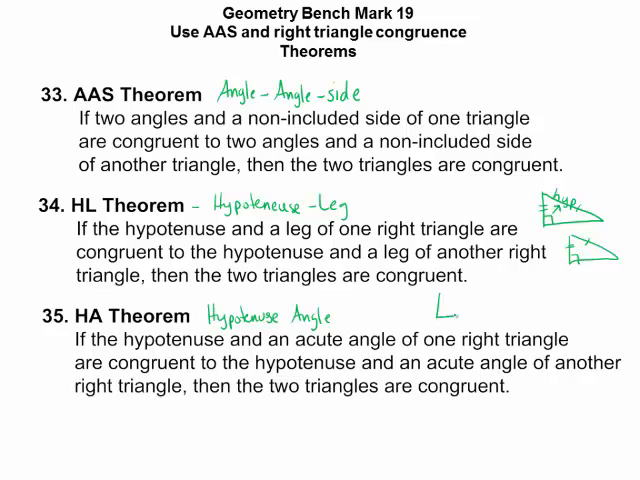And then with hypotenuse angle, we have the hypotenuse and then either of the other angles that aren't the 90 degree. And hypotenuse angle and angle, angle, side are kind of the same thing. With angle, angle, side, it's just that with this one, it's a 90 degree angle, so you can write hypotenuse angle instead of having to write angle, angle, side. It saves you writing one letter. But angle, angle, side works with any triangle. Hypotenuse angle only works with a 90 degree triangle.